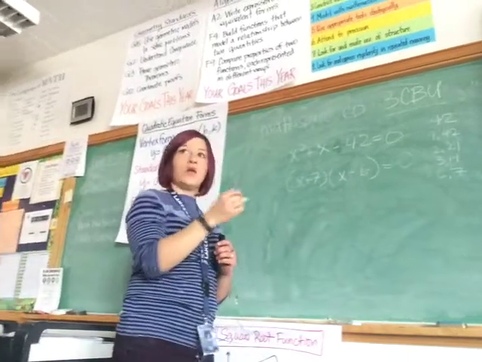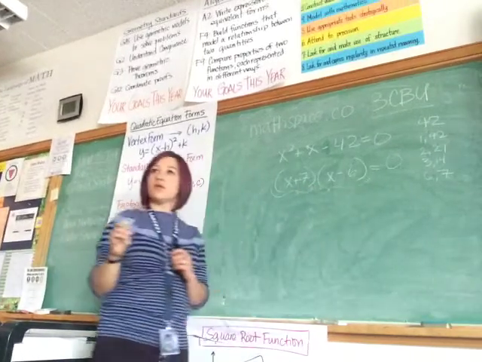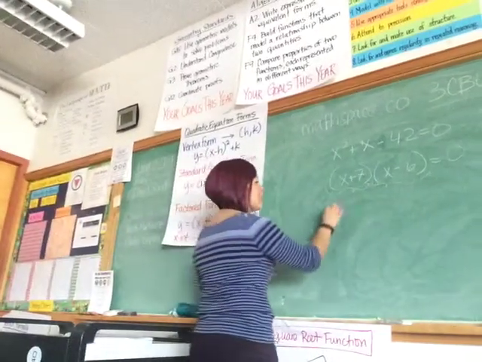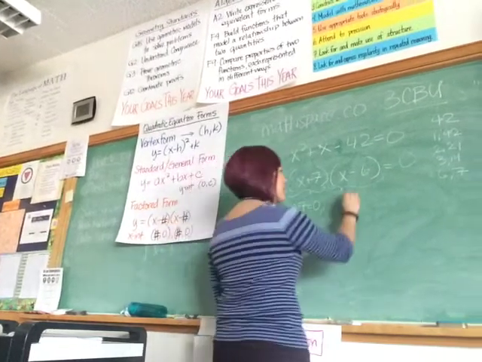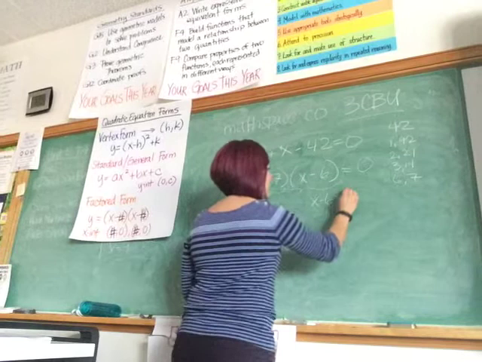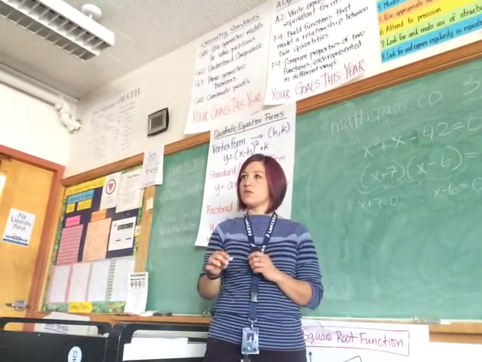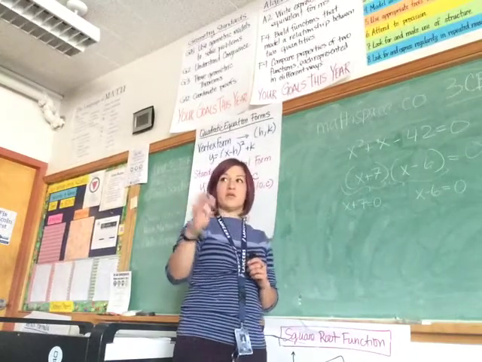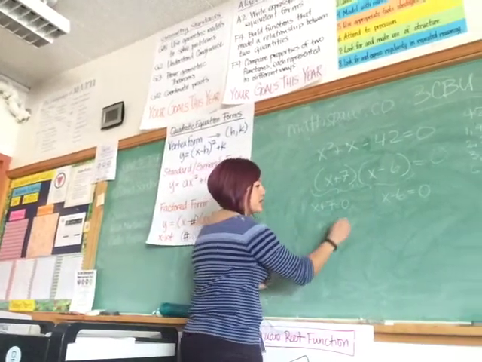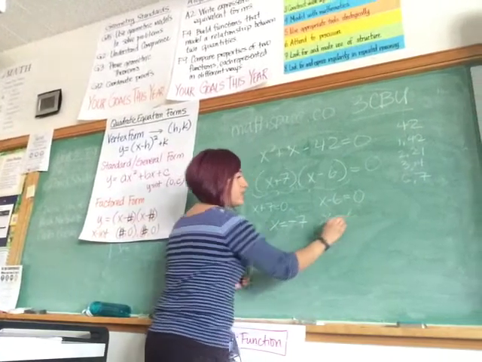All right. So then I have the zero product property now, right? So either x plus 7 is 0 or x minus 6 is 0. Does that make sense? So here x is negative 7 or x is 6.